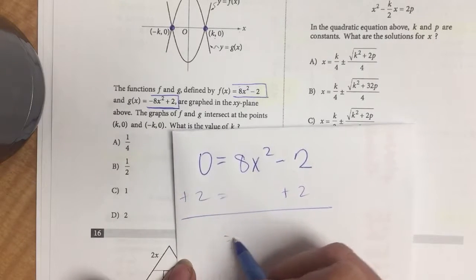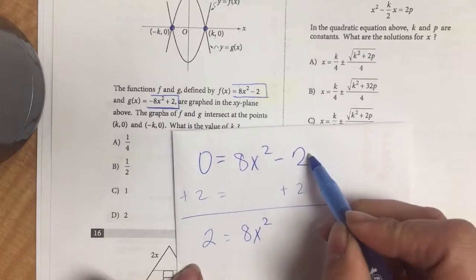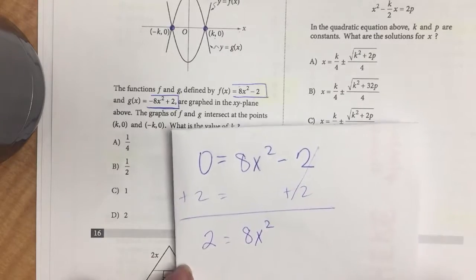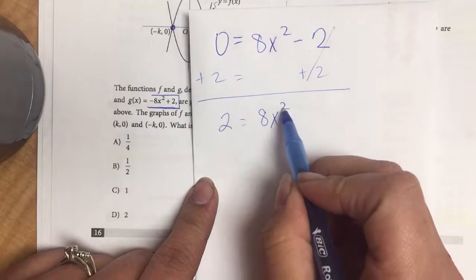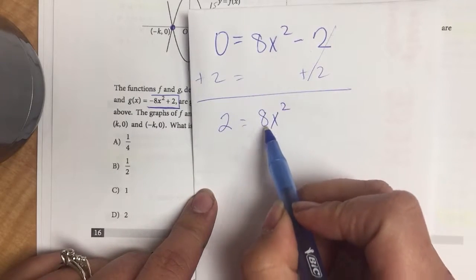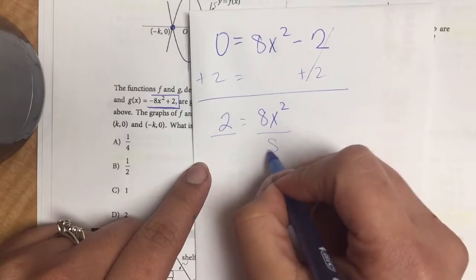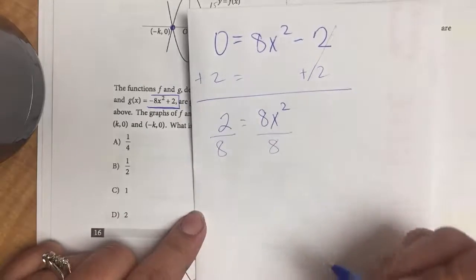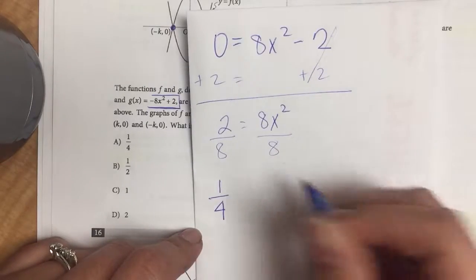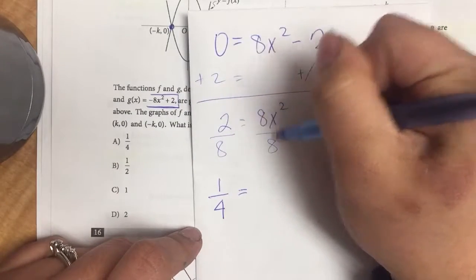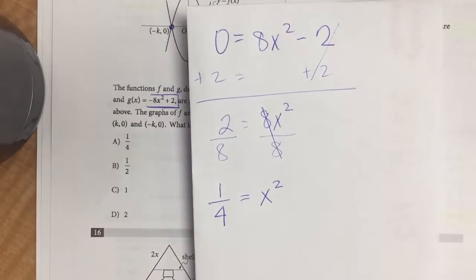0 plus 2 equals 2. 8x squared, bring it down. Negative 2 plus 2 will also equal 0. Next, we have here x squared times 8. I want to go ahead and undo the multiplication of 8 by dividing 8 on both sides. So 2 over 8, we can simplify that to 1 over 4. And that's going to be equal to 8 divided by 8, which is just 1. So 1x squared, I don't have to write the 1.